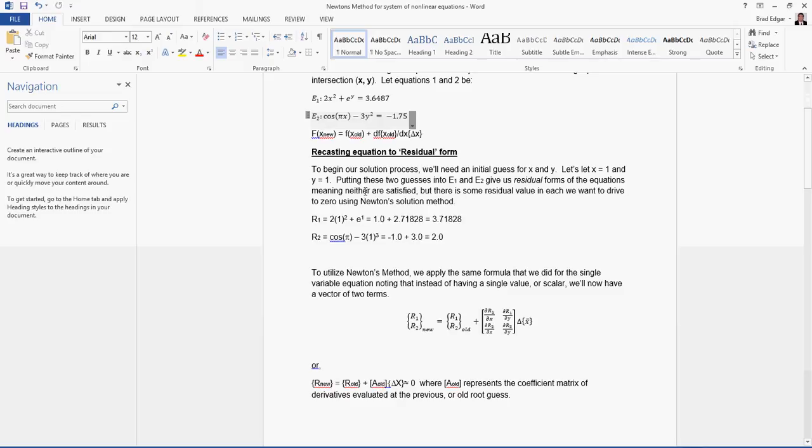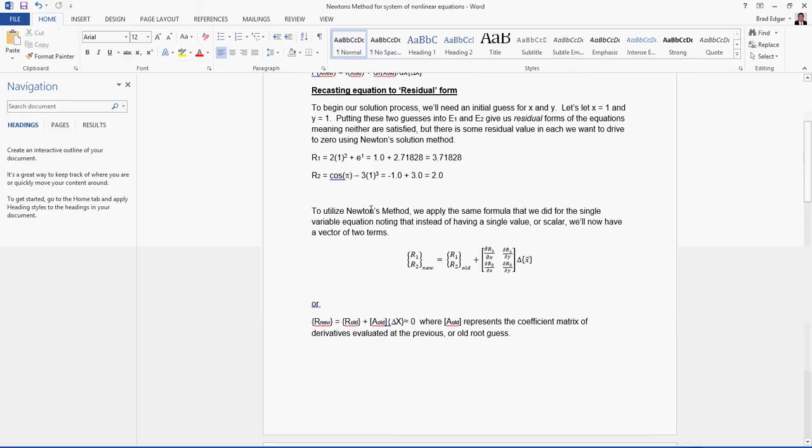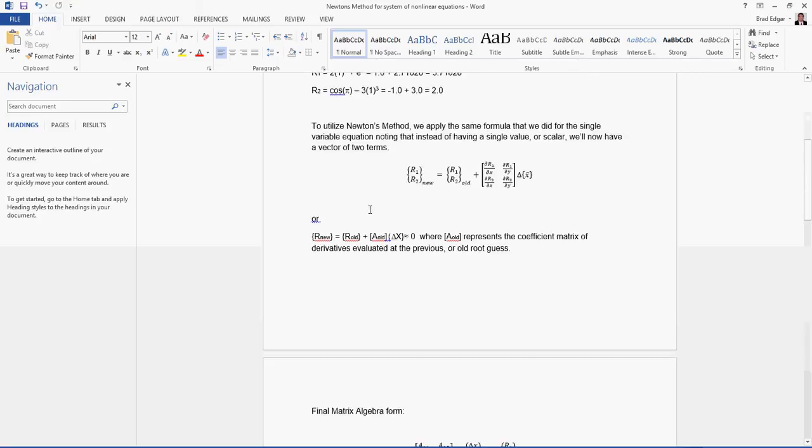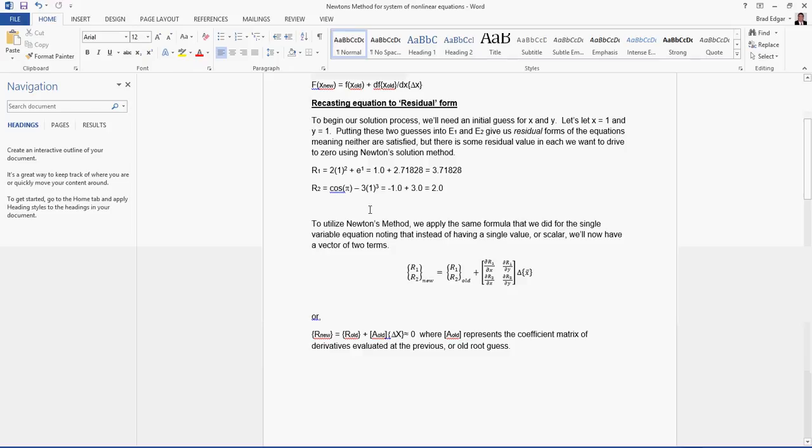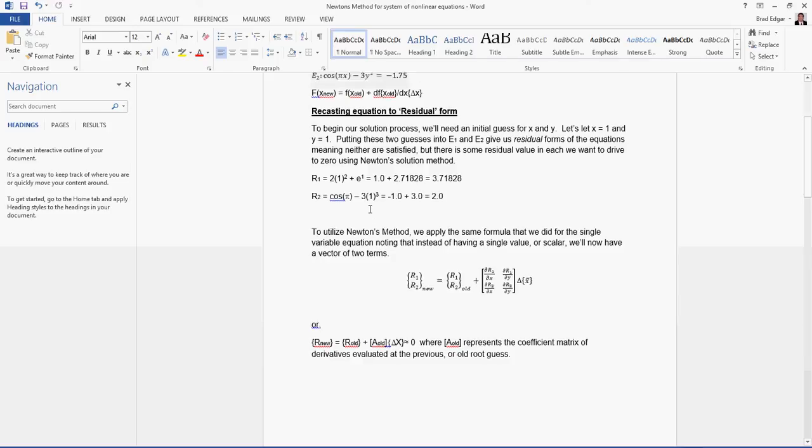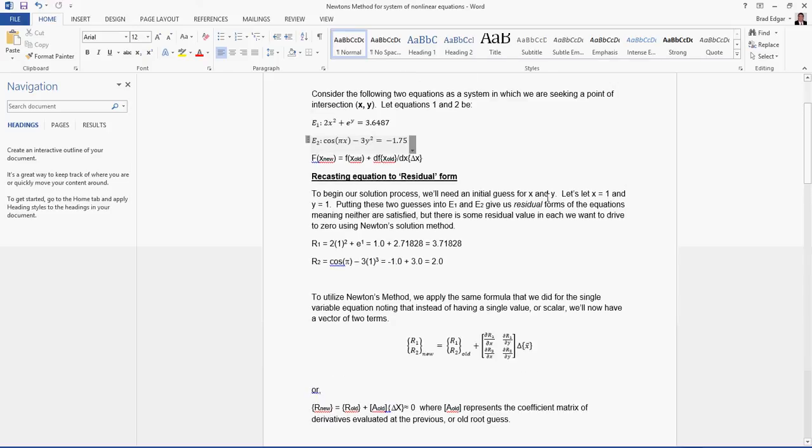For most of us, when we get into multiple dimensions, 3 and 4 dimensions, it's impossible for us to see what's going on in space. So we want a systematic way to solve these equations of multiple equations and multiple unknowns. So I'm going to put in a root guess of 1 and 1, and I'm going to cast the equations in residual form. So when I put in the root guess, I won't get 0, I'll get some other value.